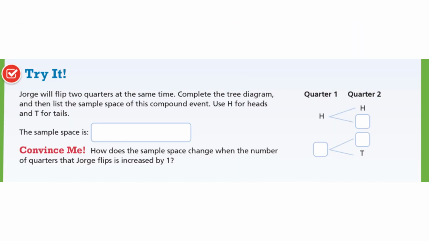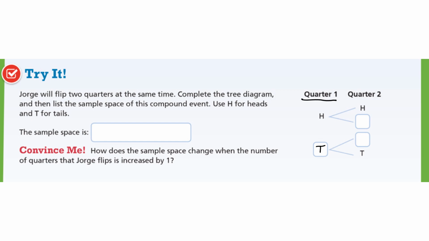In our try it example, it says George will flip 2 quarters at the same time. Complete the tree diagram and then list the sample space of this compound event. Use H for heads and T for tails. So when you flip a coin, you can either get heads or tails for the first quarter.